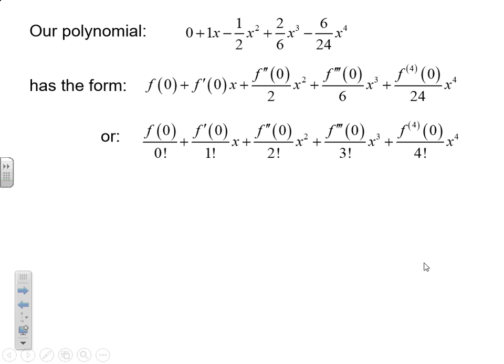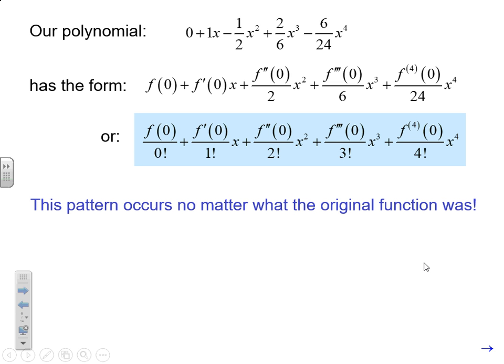If we use this to approximate polynomials, this pattern is going to occur no matter what the original function was.